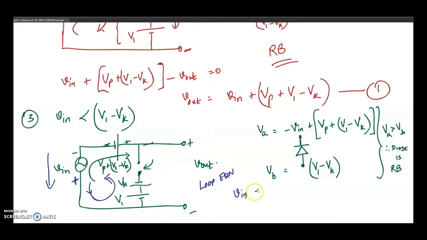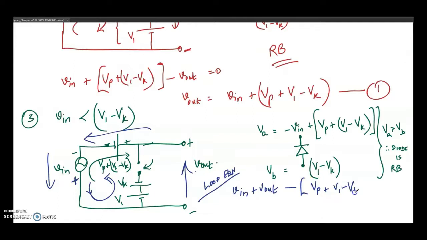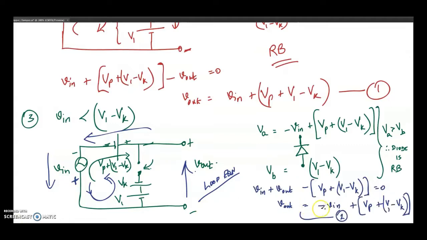Vin, this is plus Vout. As you go here, it is minus the voltage across the capacitor, that is Vp plus V1 minus Vk, equal to 0. Let's isolate the value of Vout. Vout is equal to minus Vin plus Vp plus V1 minus Vk. This is the equation that you get.